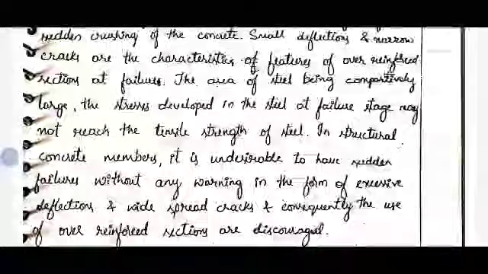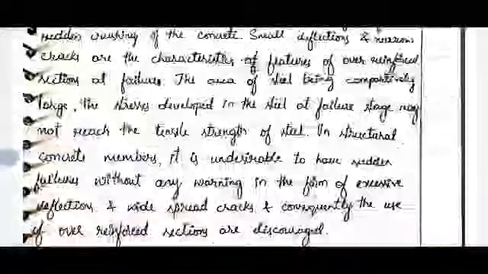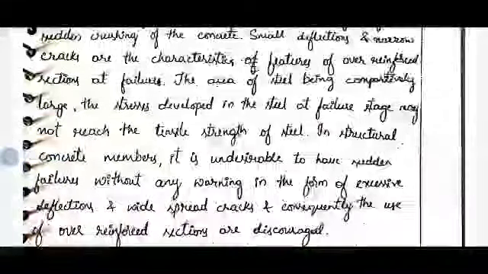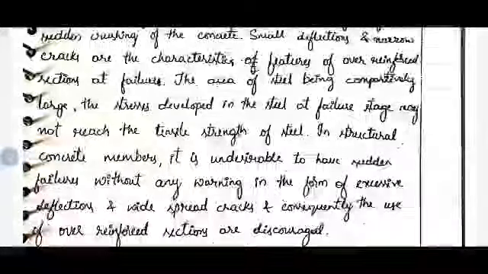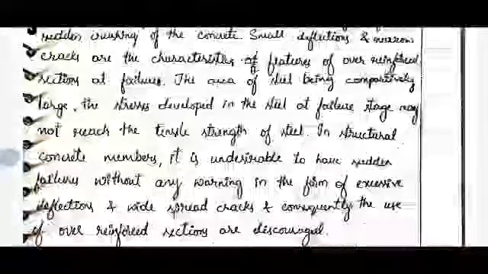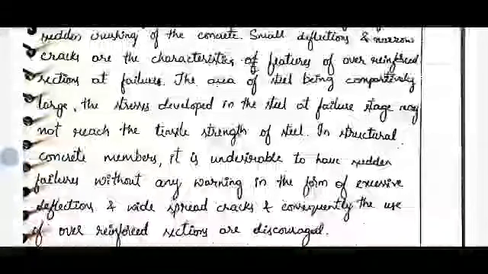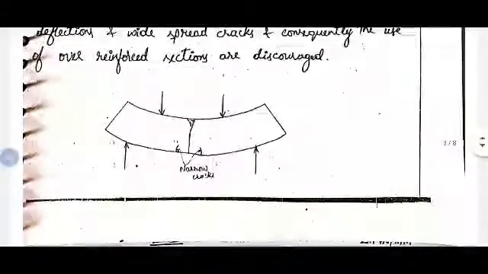That means the steel will not take the stresses to its extreme capacity. If the steel is able to take a load of 100 kilonewton, the concrete will not be ready to give that 100 kilonewton for the steel. It will fail at 75 kilonewton itself. The concrete will fail at 75 kilonewton itself. So the steel will get suddenly failure. So that is due to over reinforced section.